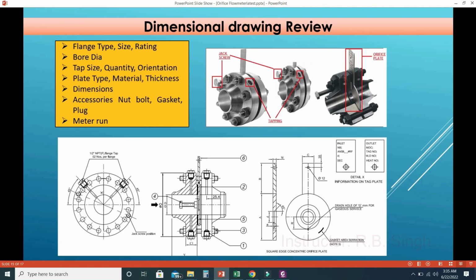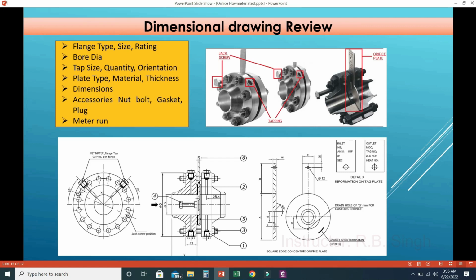Like what is the type of flange, whether it is weld neck or not, size of flange, rating. Sometimes they also provide the finishing. Again, we have to check the bore diameter as per their sizing calculation against the dimensional drawing, whether it is matching or not. Maybe they can also provide a table for the beta ratio, which will be good. We have to verify that with the sizing also.